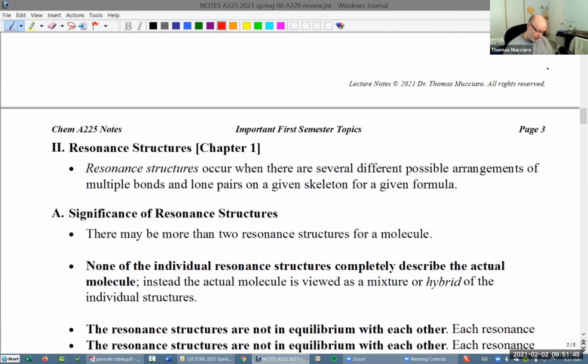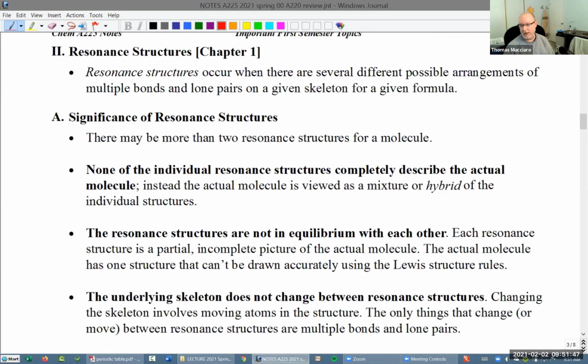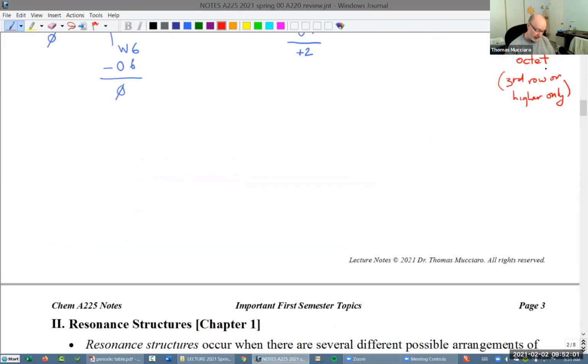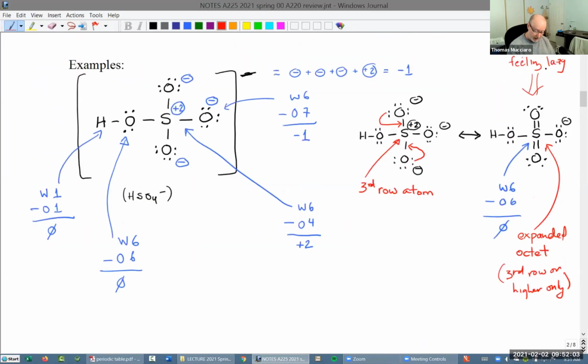Second, resonance structure. So, perfect segue into resonance. Resonance structures occur when we have several different possible arrangements of our electrons on the same skeleton. Generally, that means arrangements of multiple bonds and lone pairs. So if we go back to our example here, when we did this resonance, that, by the way, is a resonance arrow. So these are resonance structures of each other.